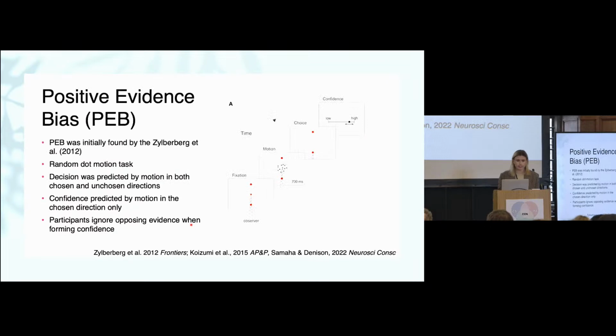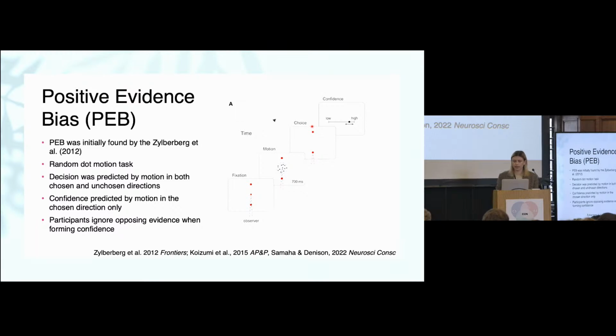So positive evidence bias was initially found by Zilberberg and colleagues in 2012, and they used this classic random dot motion task paradigm, where participants watch chaotically moving dots, and they have to make a decision whether on average they move up or down, and then report their confidence. So what they found is that this choice, up or down, was predicted by both the amount of movement upward and downward with the same strength. However, the confidence reports were only predicted by the amount of movement supporting the chosen option.